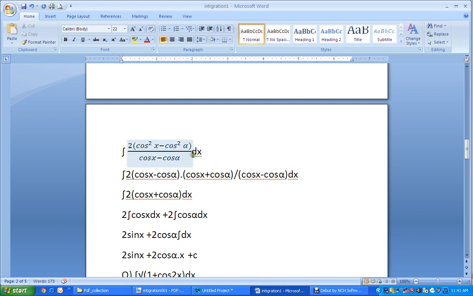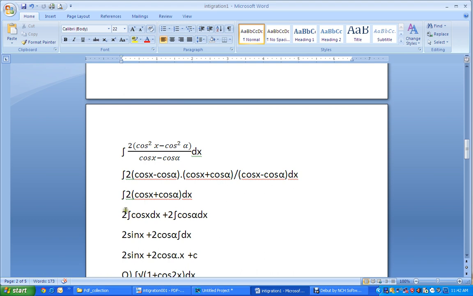Now we will apply a square minus b square, which is (a minus b) into (a plus b). So for cos square x minus cos square alpha, the value will be (cos x minus cos alpha) and (cos x plus cos alpha). This whole is divided by cos x minus cos alpha, so the cos x minus cos alpha in the numerator and denominator cancel one another. So it will become integration of 2 times (cos x plus cos alpha).